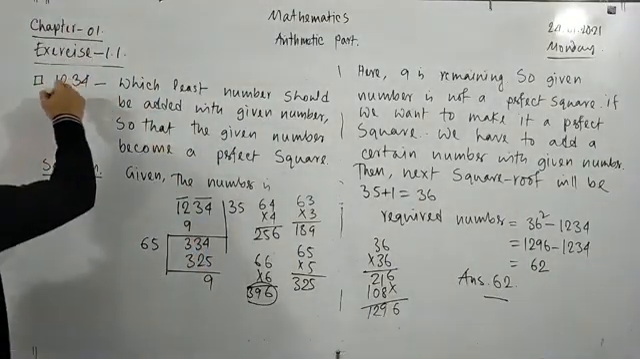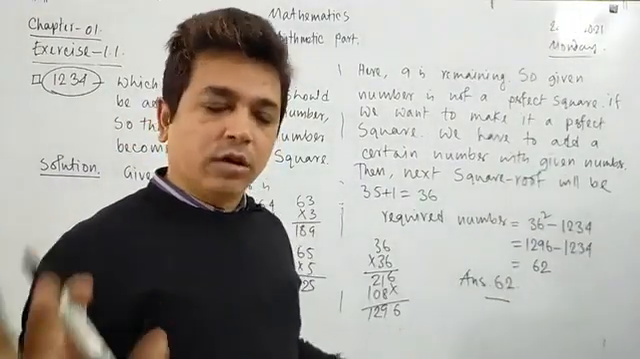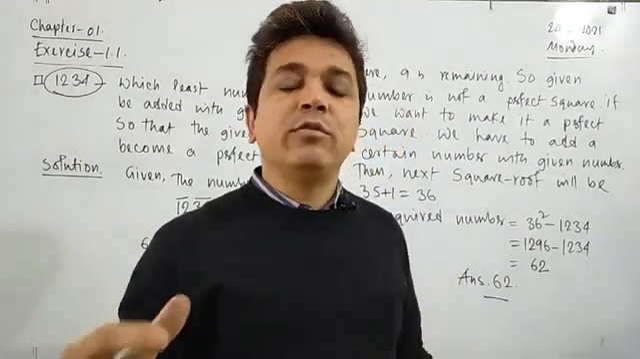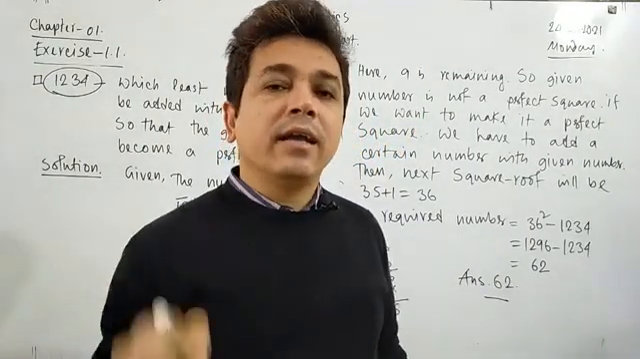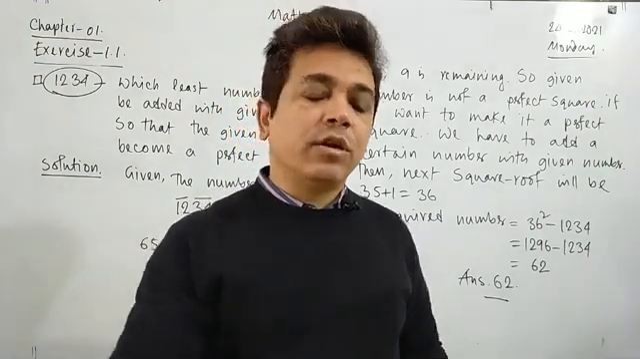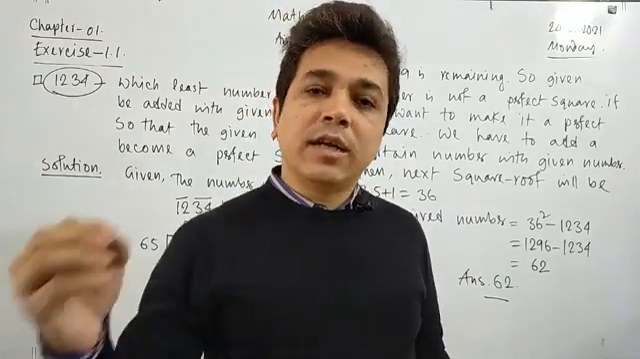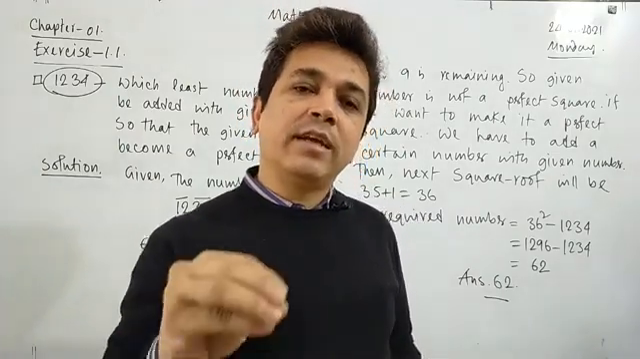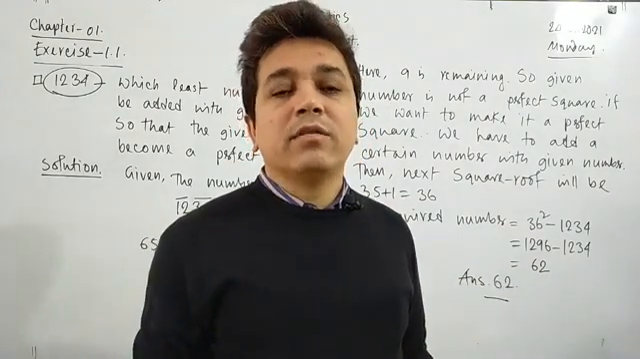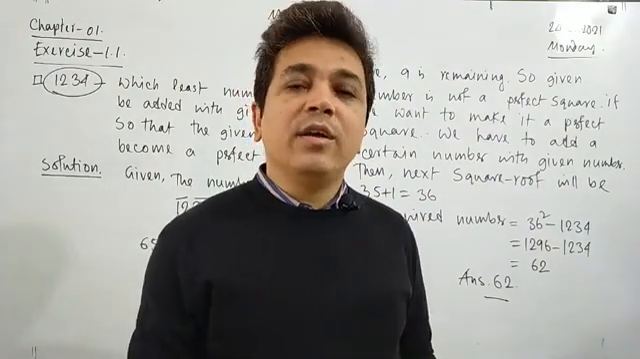So again, I'm explaining what it is. One number is given, and certainly you know that this number is not a perfect square number. Your work is to make that number a perfect square number. For example, your brother is not going to school today. I already gave that example yesterday. But your task is to take your brother to the school. Why? Because he has to go to school, and you have to manage him.